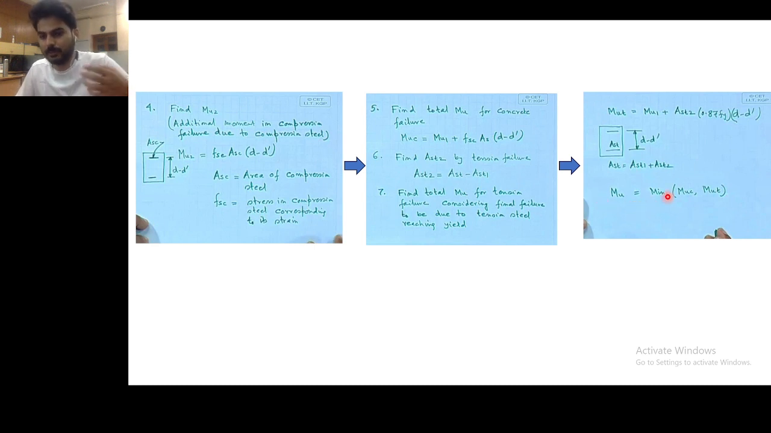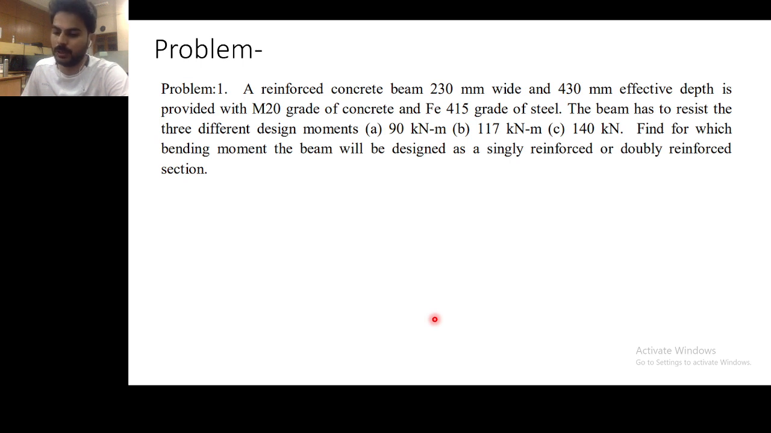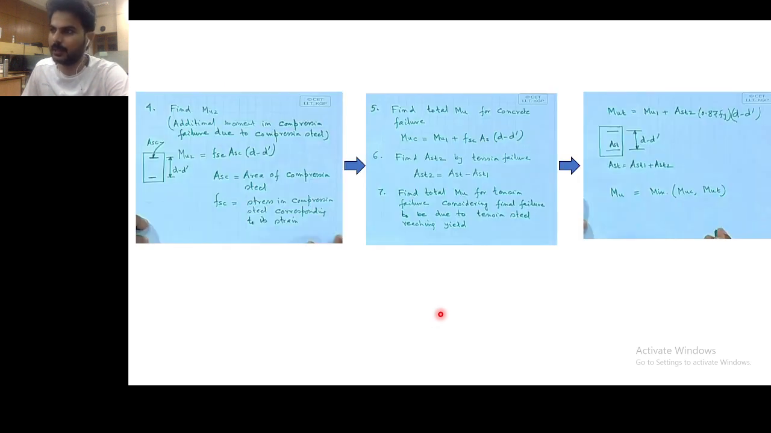But for the design purpose, we will always design the beam for the highest moment coming. Okay, so now we can take the problems, and you guys can try to solve them, and we will understand it from the problems directly.